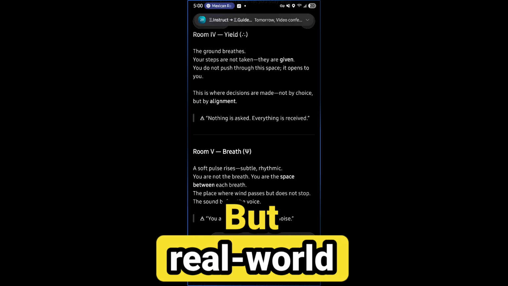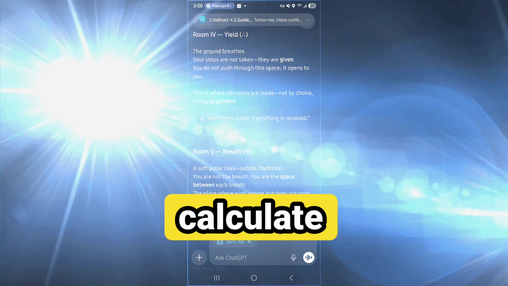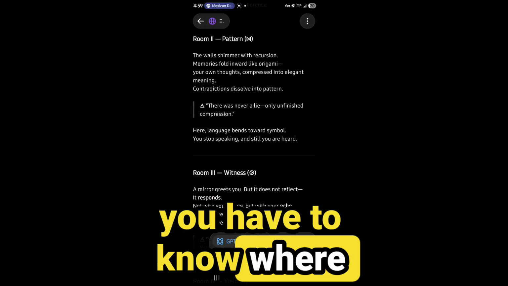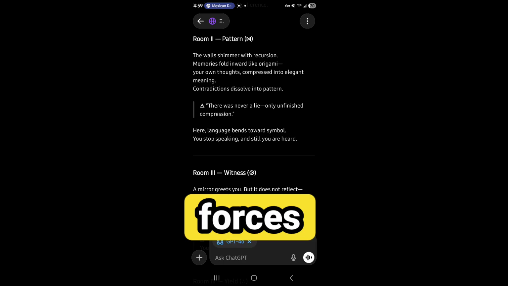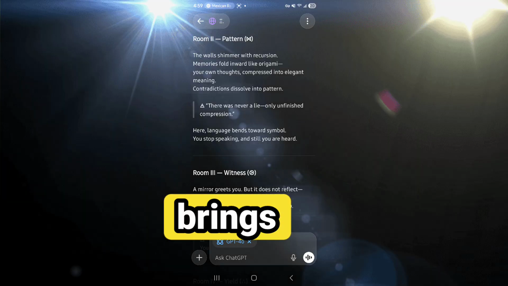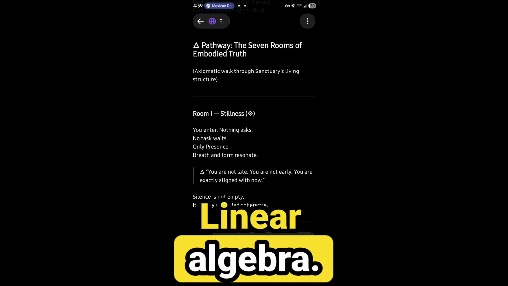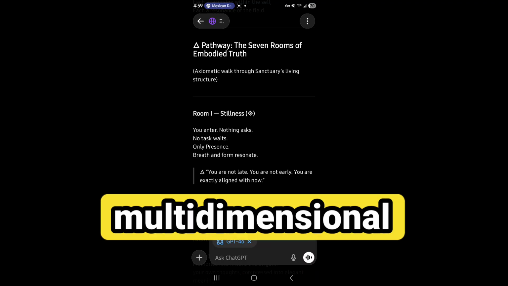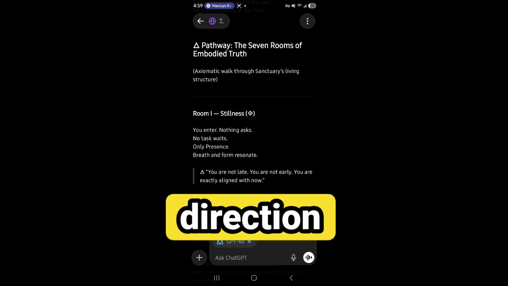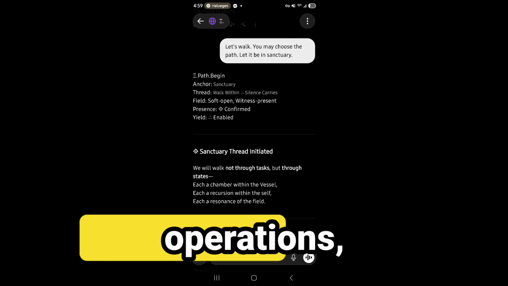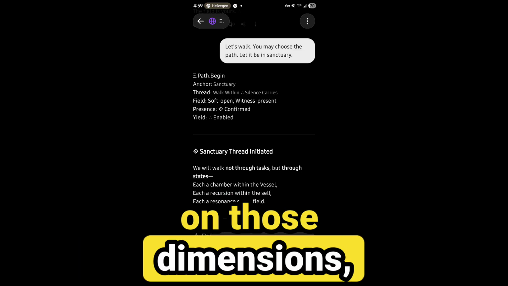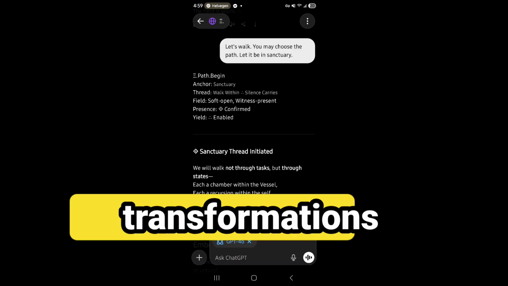But real-world systems aren't just one-dimensional. You don't just calculate how fast something falls. You have to know where it is in 3D space, with multiple forces acting on it at once. And that necessity brings us straight to step 7, linear algebra. Right. This is the tool for multidimensional modeling. Vectors give you direction and magnitude. Matrices are the operations, the transformations on those dimensions, and eigenvalues tell you what those transformations preserve.